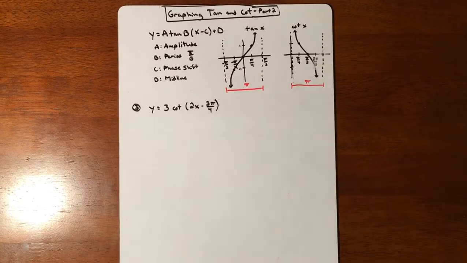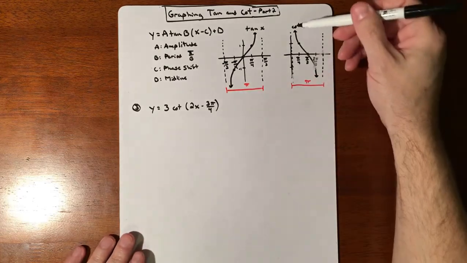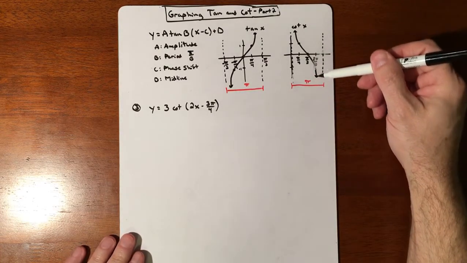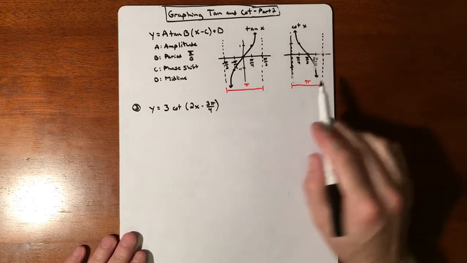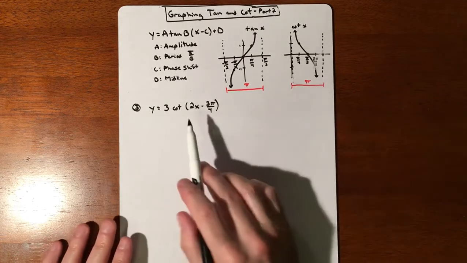All right, in this lesson, we are graphing tangent and cotangent part 2, so a little bit more complicated. We're going to start by graphing a cotangent graph. So this cotangent graph is going to have a downward trend to it. The period's going to initially be pi, may be messed with.